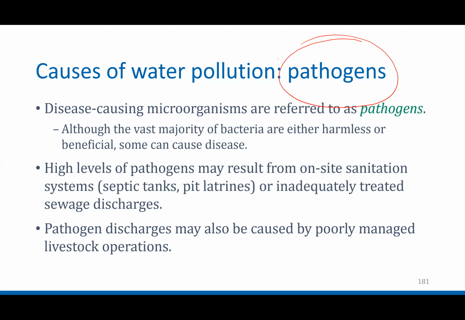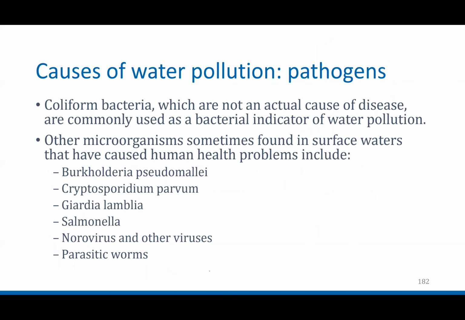Pathogen discharges can also come from poorly managed livestock or farming operations. So think about farms where you would have a lot of animals, hundreds, thousands of chickens and cows. These obviously produce waste, and if it's poorly managed, can leach or leak into a water supply.